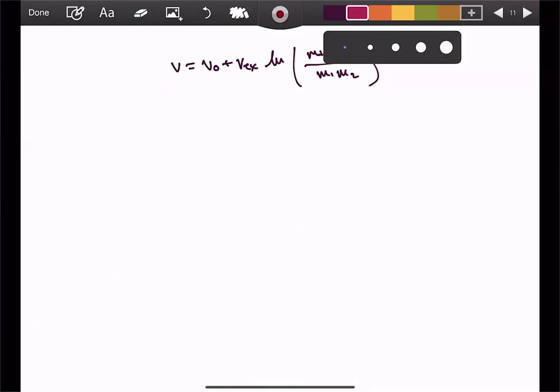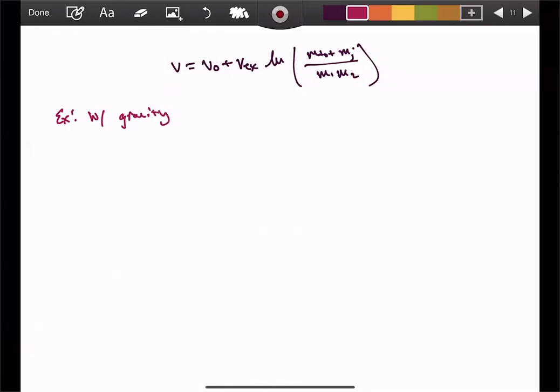Let's look at our second example, which is going to be with gravity. In this case, I'm going to use only the gravity near the surface of the Earth. So my gravitational force is going to be our usual m times g. We're not going to do the gravity away from the surface of the Earth, which is a lot more complicated. In this case, we're just going to use this.